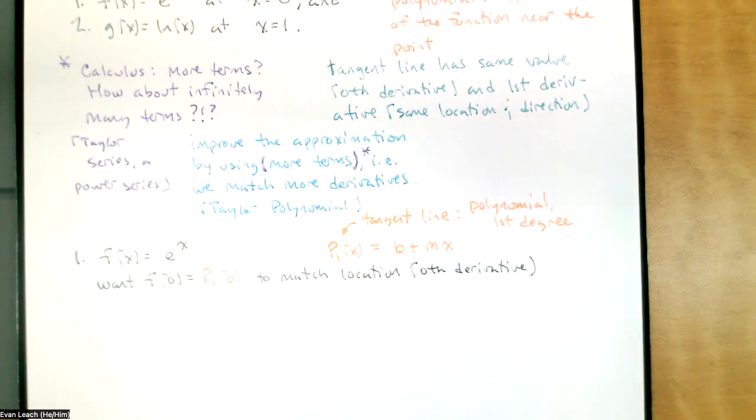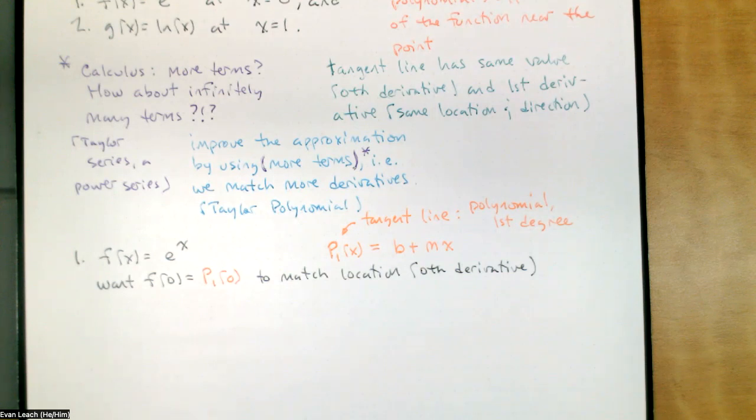I want f of 0 to be the same as p1 of 0 to match the location. That's the 0th derivative. We've got our eye on Taylor series, which means Taylor polynomials, which means saying weird things like 0th derivative. Well, let's see what that means.